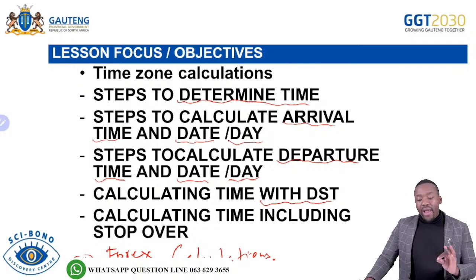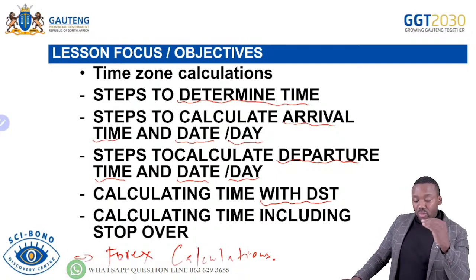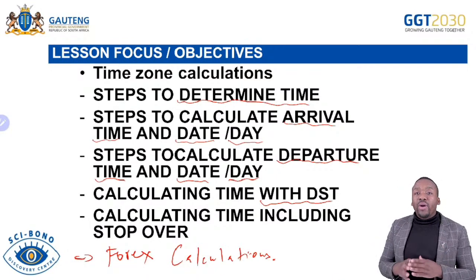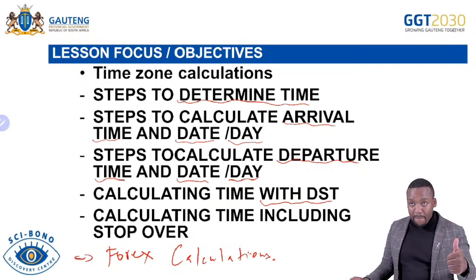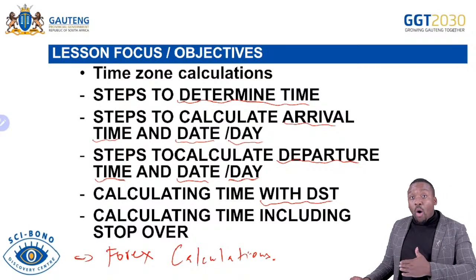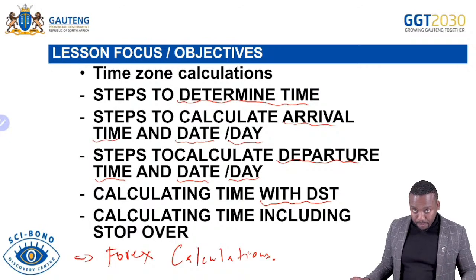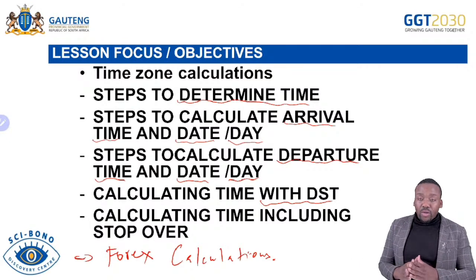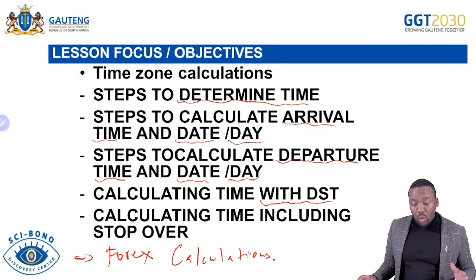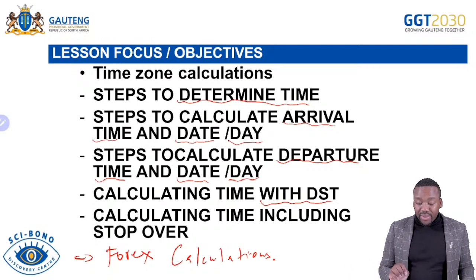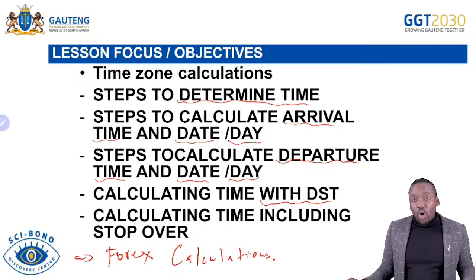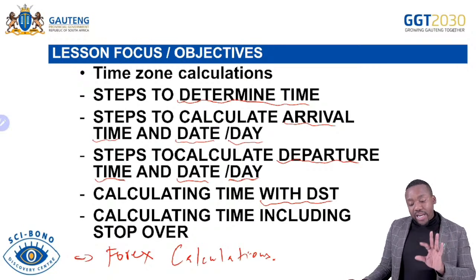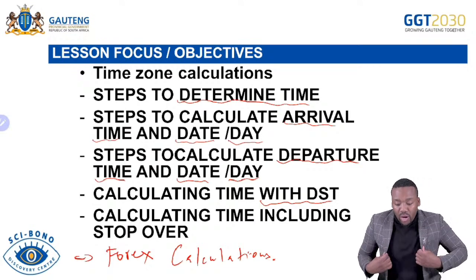Why am I doing so many things in terms of time zone calculations? It is because on our papers, we never know whether they will say calculate arrival time or calculate departure time, or calculate time with DST or calculate time without DST. In some instances, when tourists will be traveling and you are doing flying time, sometimes they will say include a stopover. So we need to make sure that we practice all this because we never know what's going to come out on our papers.